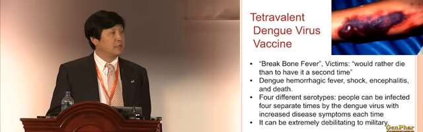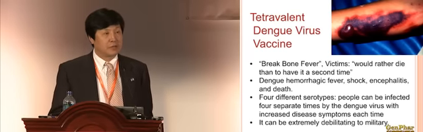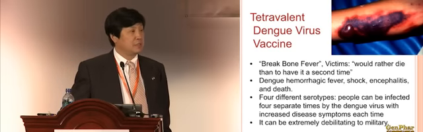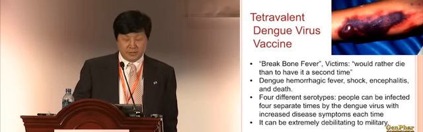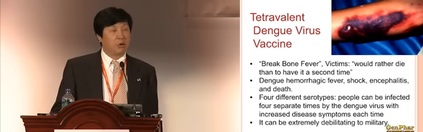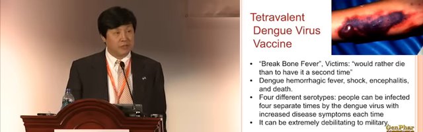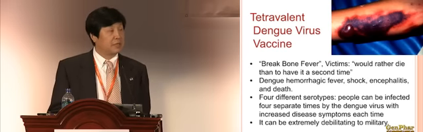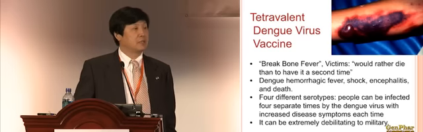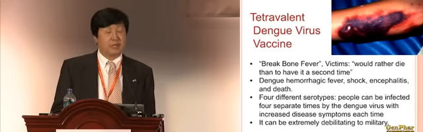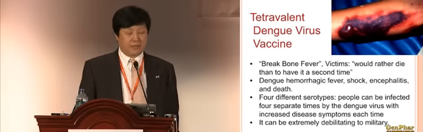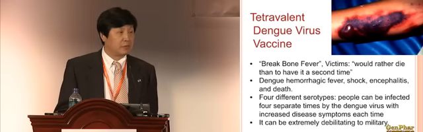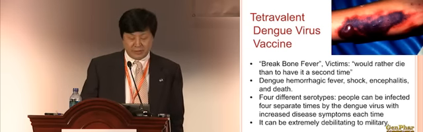Dengue disease is caused by 4 types of viruses, the dengue viruses. Dengue virus infection causes so-called breakbone fever because the symptoms are so severe. Patients often say, I'd rather die than have it a second time. Dengue infection can cause hemorrhagic fever, dengue shock syndrome, and dengue encephalitis, and of course, the death rate is about 2.5 to 5%.